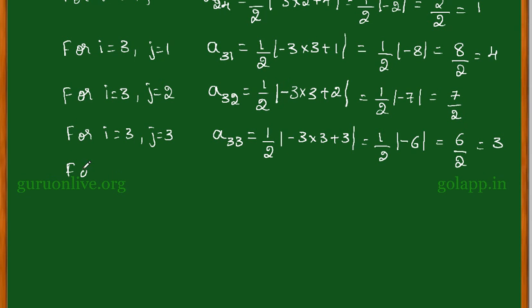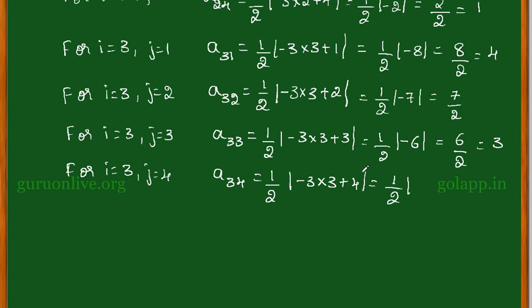Next, for I equal to 3, J equal to 4, A34 is equal to 1 by 2 of minus 3 into 3 plus 4, which gives 1 by 2 into modulus, where within modulus we have minus 3 into 3, which is minus 9, and plus 4. So minus 9 plus 4 gives minus 5, and modulus of minus 5 will be plus 5, and we get 5 by 2 as the answer.